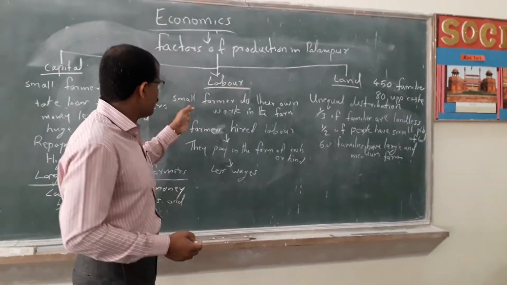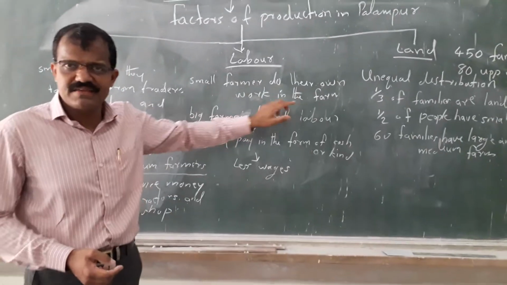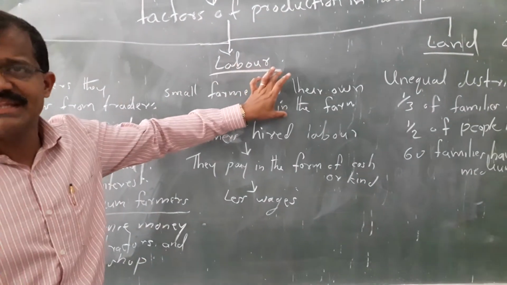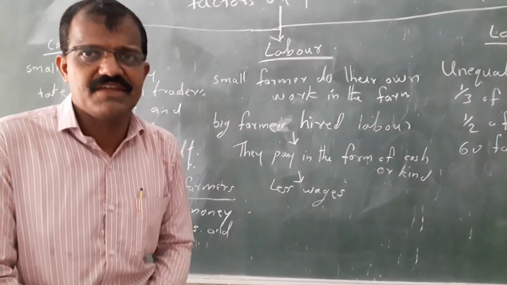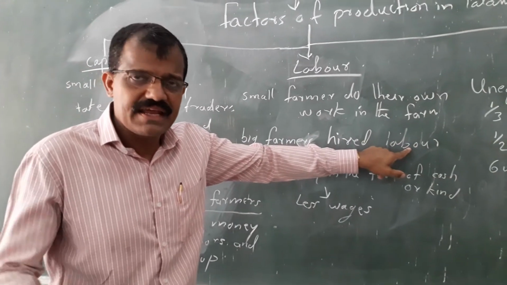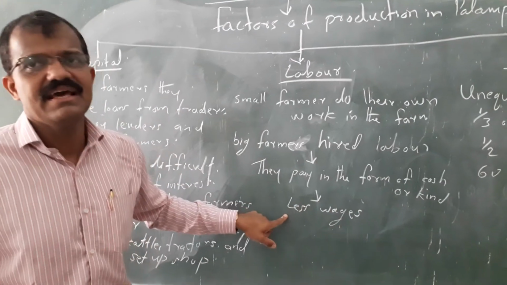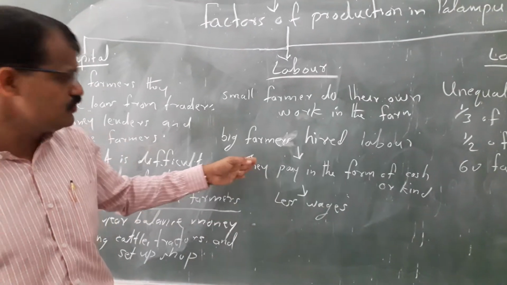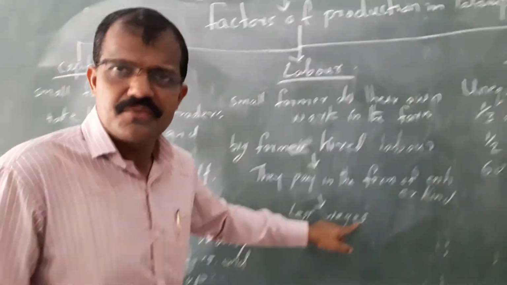The next one is labor. Small farmers do their own work in the farm. They do the farm work in their own field, and they don't want outside laborers for cultivation. Next, the big farmers hire labor. They get help from the laborers, paying in the form of cash or kind, and at low wages. The huge or big farmers pay a very small amount to the workers.